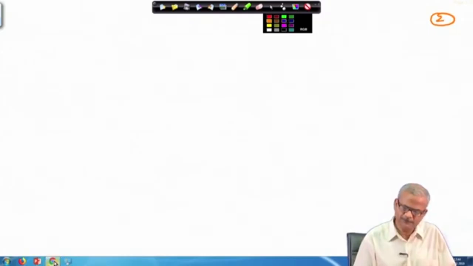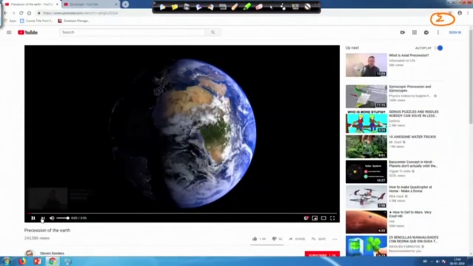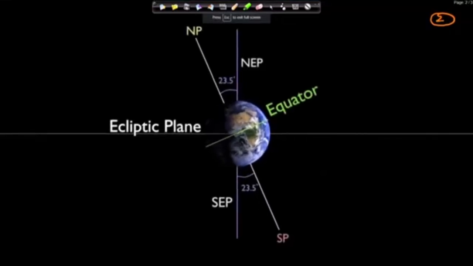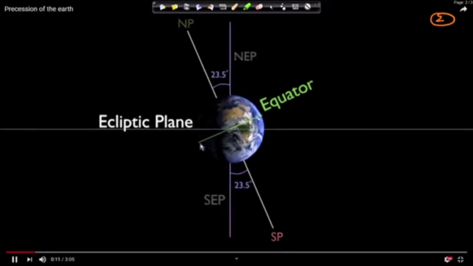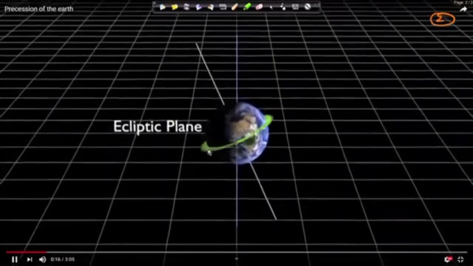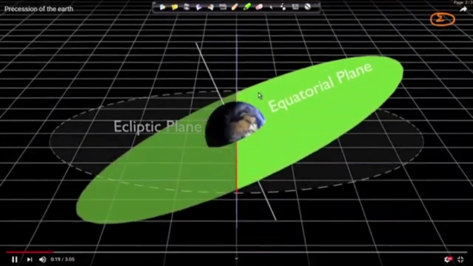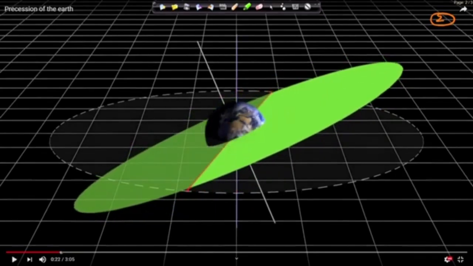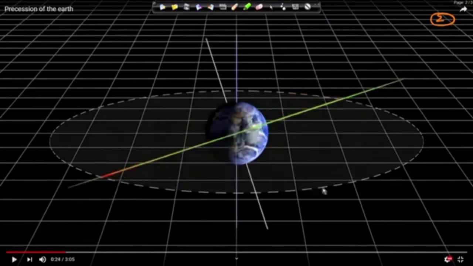Okay, so let us look into this video. This is from YouTube. If you see here, this particular line, this is the equatorial plane, the green plane which is shown, and the dotted line here is called the ecliptic plane.